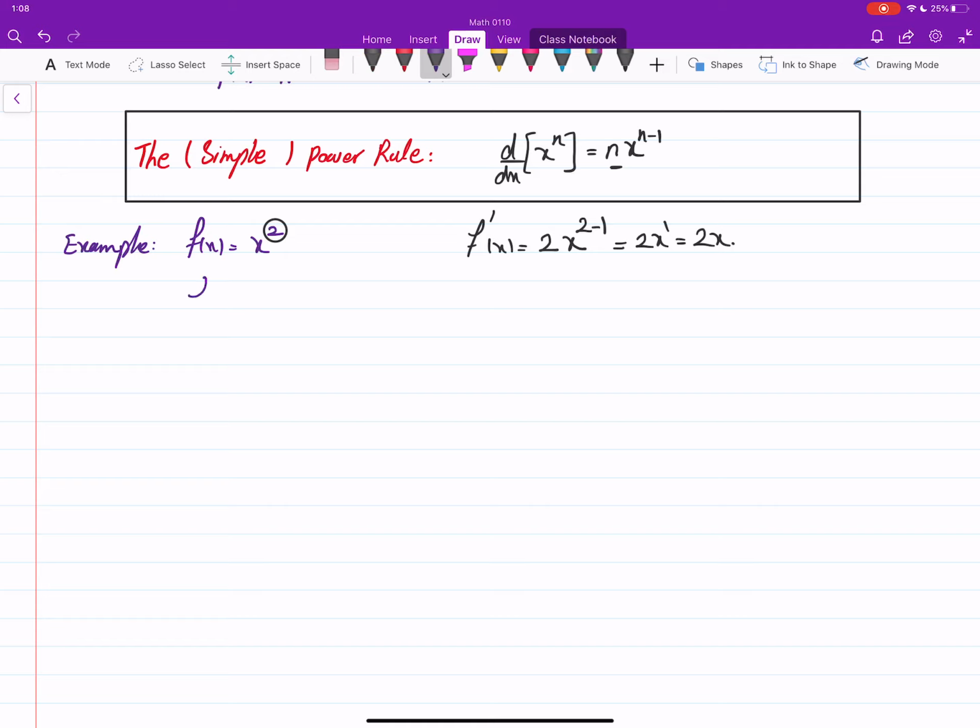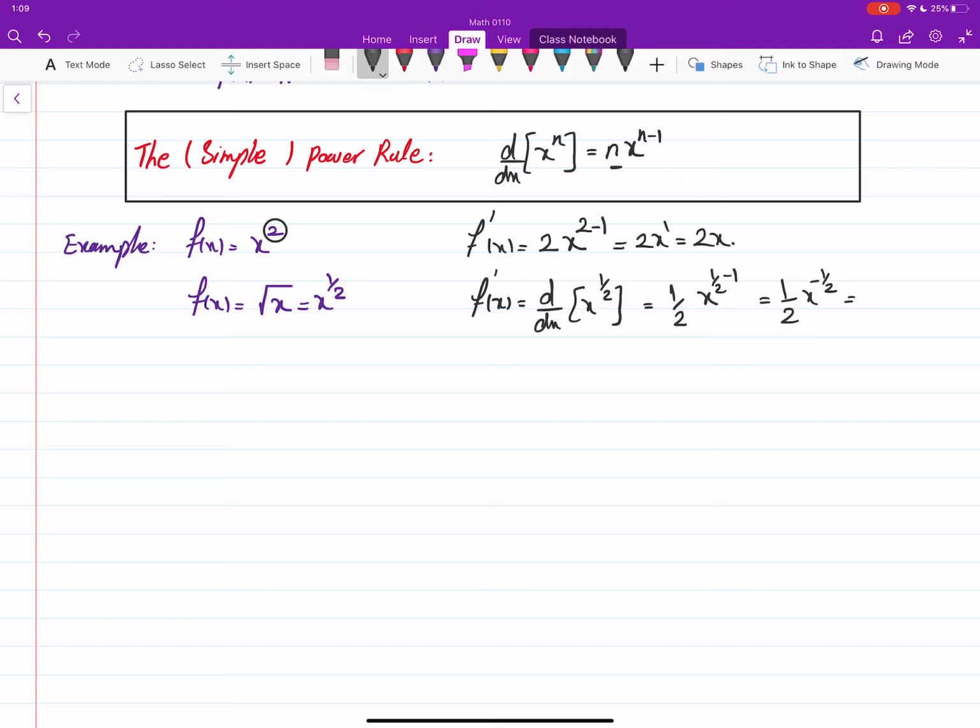How about, for example, f of x equals root x? How do you see root x as a power? Well, this is x to the power half, isn't it? So x to the power half, how do you differentiate? This is the power rule. f prime of x is the derivative of x to the power half, and that gives us half comes up front, x to the power half minus 1. And this is just half of x to the power negative half.